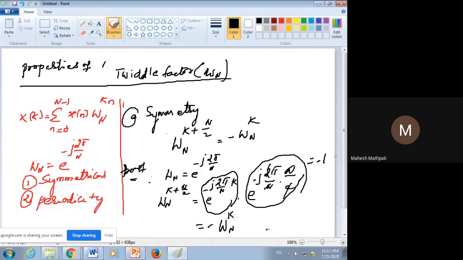Understood? Yes, sir. By using these properties, we are reducing the complexity or the calculations in the FFT algorithm. So now let's move to the next part. Any question here on twiddle factor properties? No, sir. Can I move further? Yes, sir.